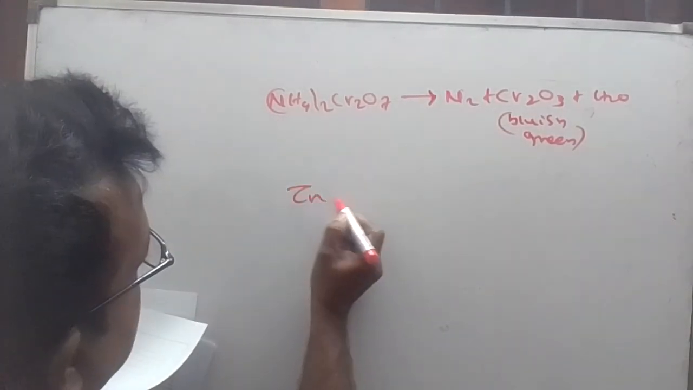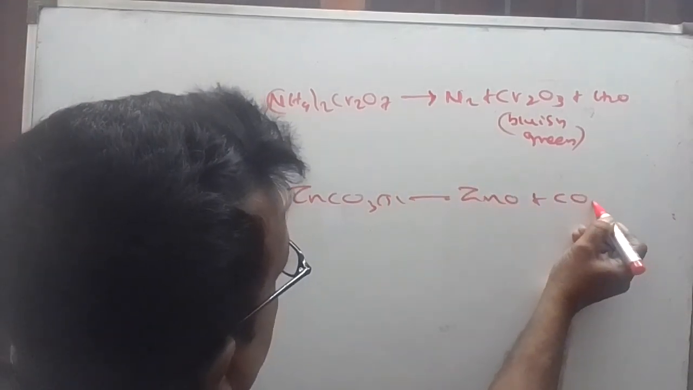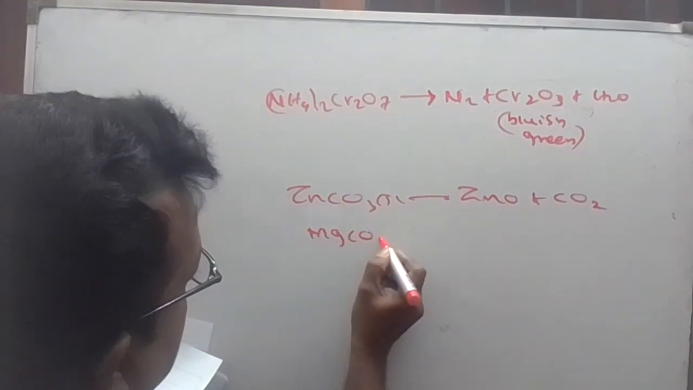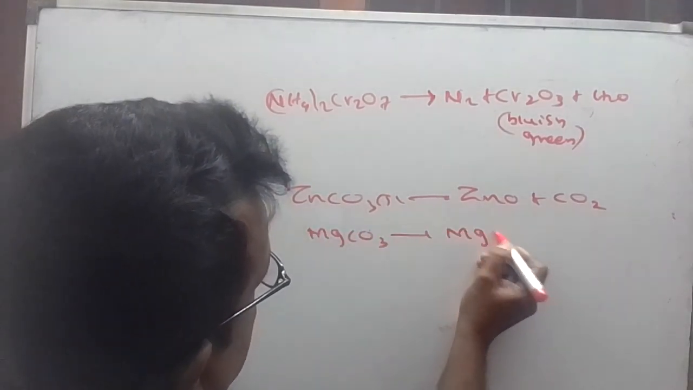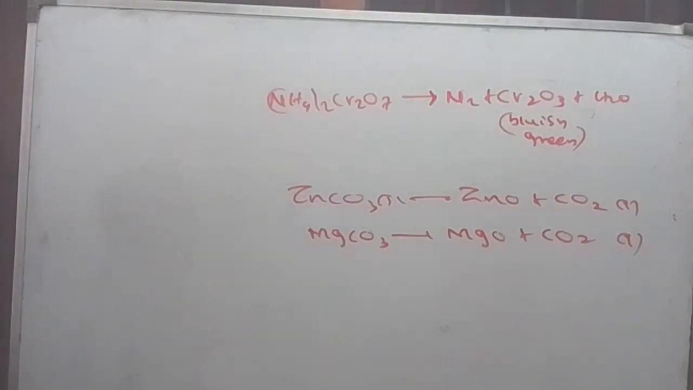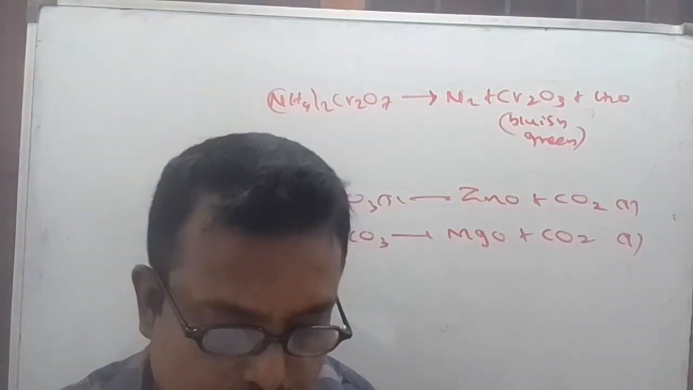Zinc carbonate produces zinc oxide plus carbon dioxide. Magnesium carbonate produces magnesium oxide and carbon dioxide. Right. So your answer should be like this.